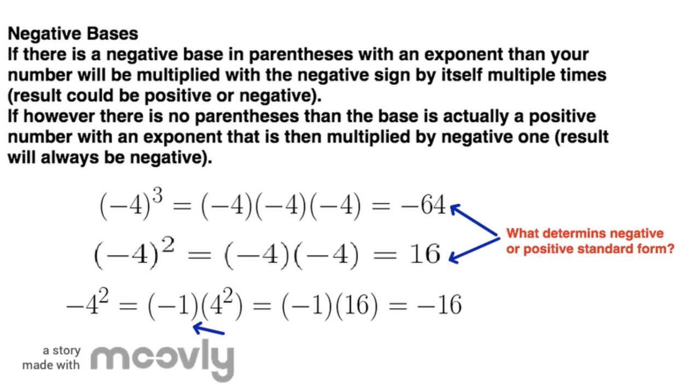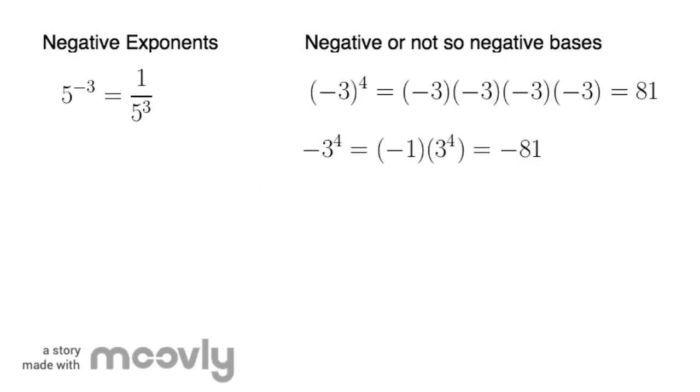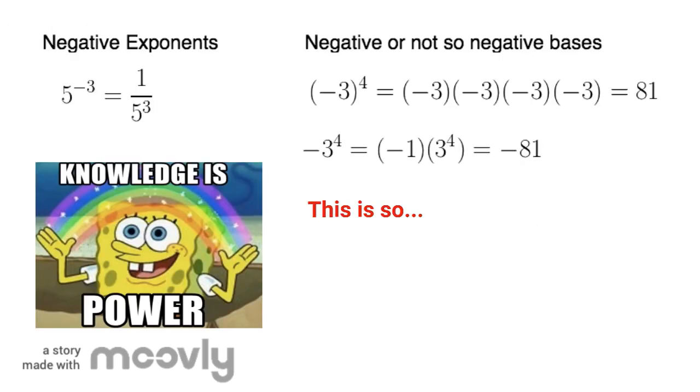So, in fact, this number is not a negative 4 base, but rather negative 1 times 4 to the second power. In this case, that would be 4 times 4, and then multiply the result times negative 1, which gives you 16 times negative 1, which results in negative 16. Different from negative 4 in parentheses to the second power, which results in positive 16. Watch out for the parentheses and make sure that you determine if the number is going to be negative or positive. Now you've learned how to evaluate negative powers and negative bases.